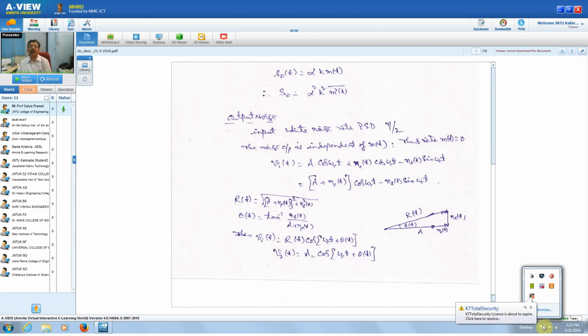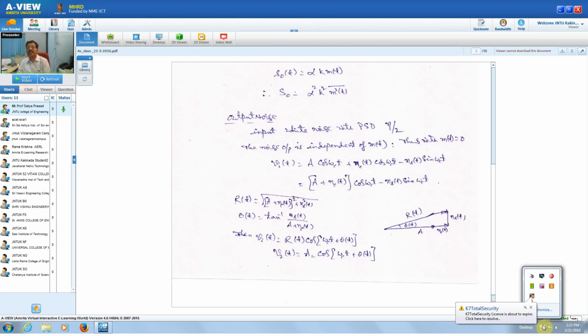And to get the output noise power, we are assuming that the power spectral density of our input noise is eta by 2. And the noise output is independent of your modulated signal m(t), because we assume a constant amplitude, having only the carrier signal. Therefore, we can calculate the output noise with the baseband signal equal to 0 itself, that is A cos omega_c t.